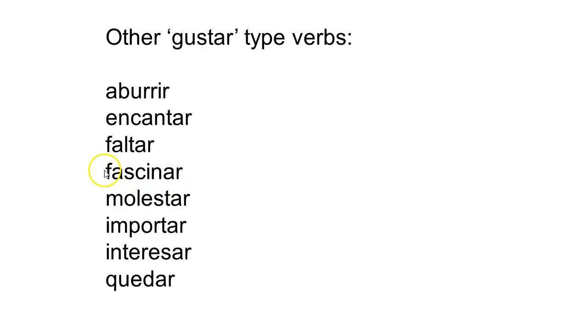Fascinar, something is fascinating to someone. Molestar, something is bothersome or bothers someone. Importar, to be important to someone. Interesar, to interest someone. And quedar means to be left or remaining. So, for example, if I wanted to say I only have $1 left, I would use quedar, and it functions like gustar. I would say me queda $1. Or if he only has $1 left, I would say a él le queda $1, and so forth and so on. So all of these verbs function just like gustar.